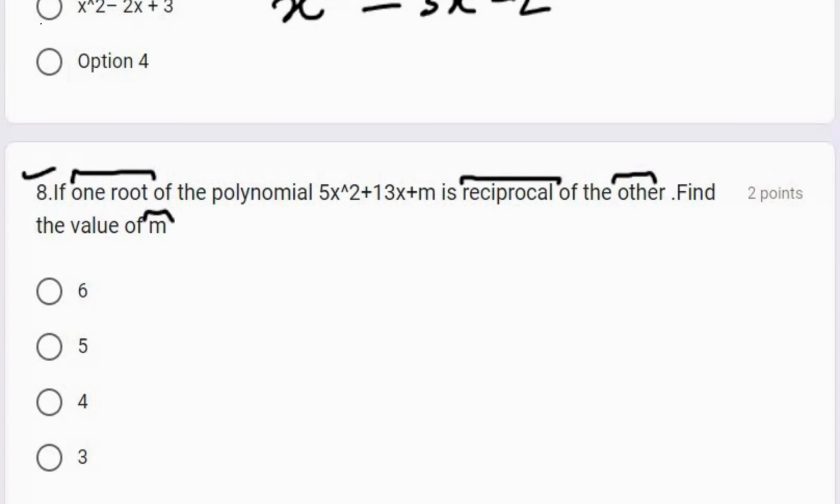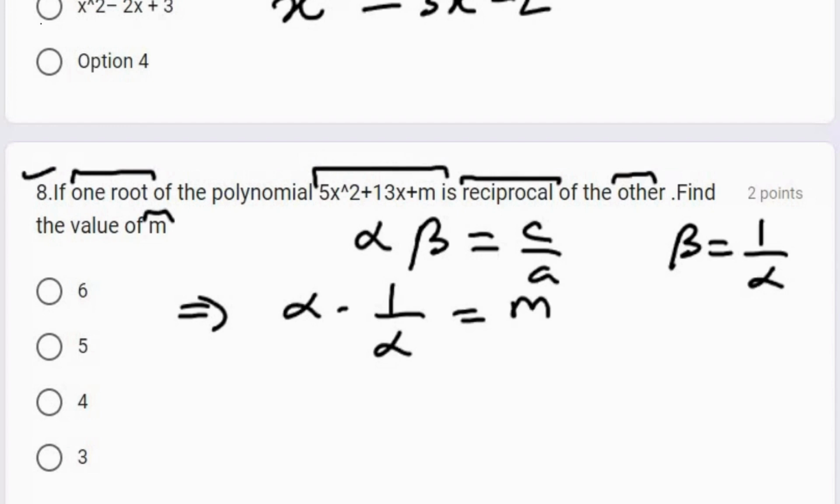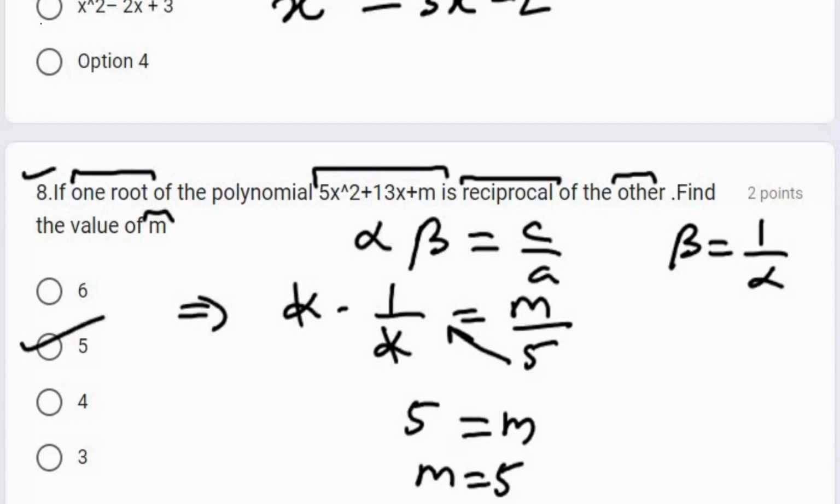So because reciprocal, we will use the expression product of zeros is c by a. One root is a reciprocal of the other. So let's take beta as 1 by alpha, so that we have an easy cancellation. Now left side we have alpha times 1 by alpha is c by a. Our given quadratic polynomial c is m. A is 5. Done. You can cancel this and then you can cross multiply, and 1 times 5 is 5. 5 is m. So what is m? M is 5. So the second option.